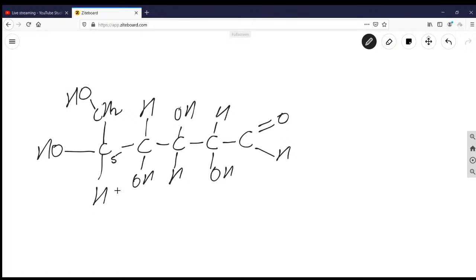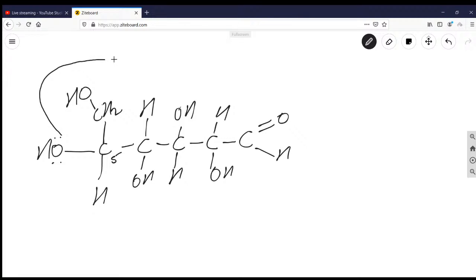Okay, now it went here. Now look what happens. The O of this one has got two lone pairs. Now this O and this C is partially positive. This O is negative. This O is highly negative because it is highly electronegative compared to H.